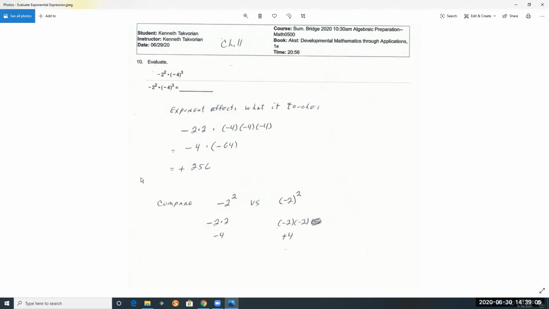As an aside, let's compare minus the 2 squared versus the quantity minus 2 squared. Minus the 2 squared means repeat the 2, so our answer is negative 4. Quantity minus 2 squared means repeat the quantity, so it's minus 2 times minus 2 or plus 4.